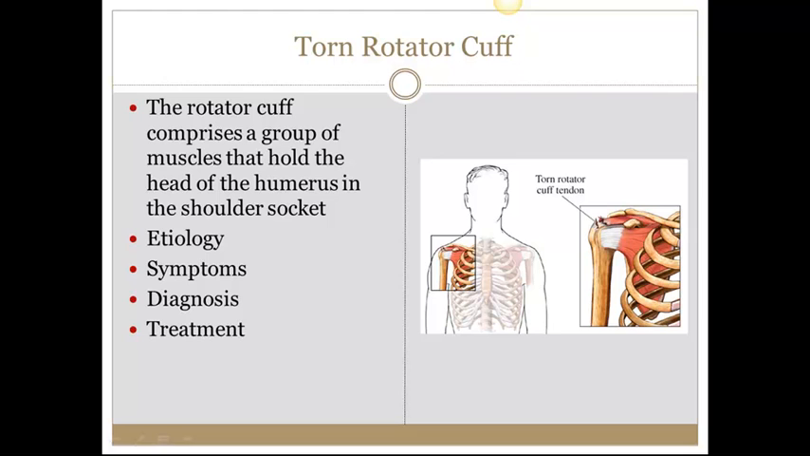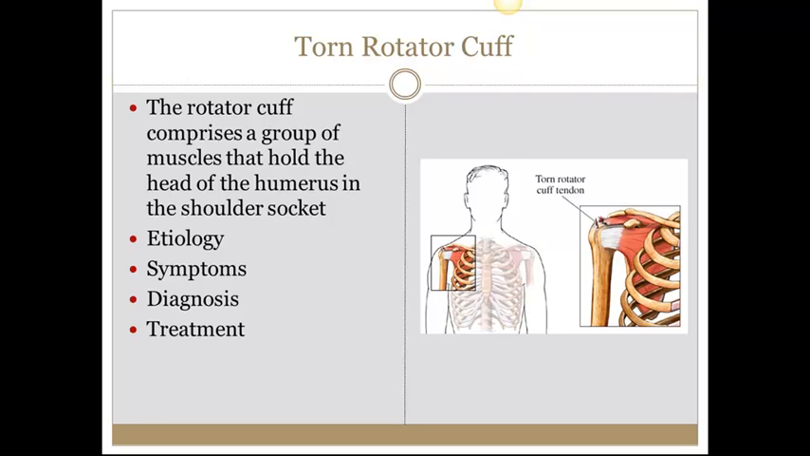Torn rotator cuff. The rotator cuff comprises a group of muscles that hold the head of the humerus in the shoulder socket. When we tear this, usually it's right at the top of the humerus. However, there are 3 other muscles and tendons that could potentially be torn, 1 in the back and then 2 in the front. Typically it's the one on the top of the shoulder that gets torn, and we call that a torn rotator cuff.